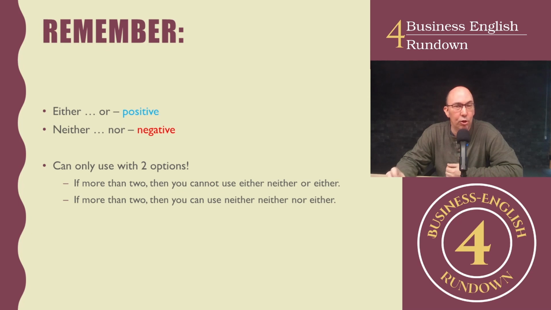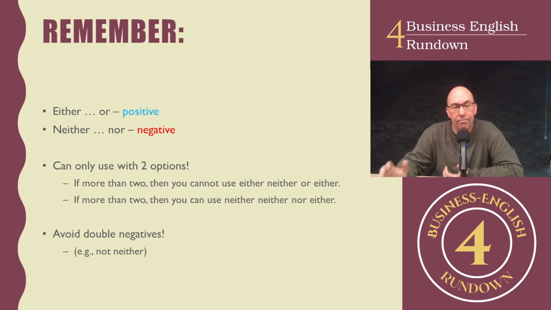And you can only use these with two options. If it's more than two, then you cannot use either or neither nor. And avoid the double negatives. We can't say not neither. And remember that you can say either or either, neither or neither. Both ways to pronounce those two words are correct. So I've tried to change it up as I've been talking about it, but both of them are correct.